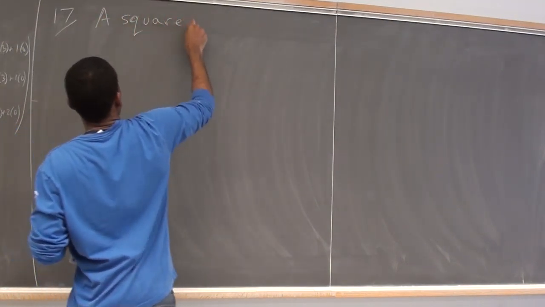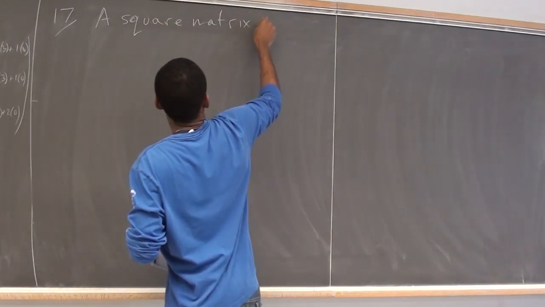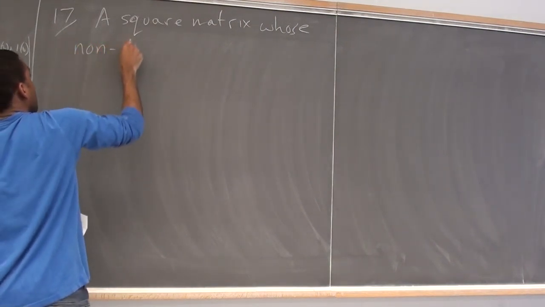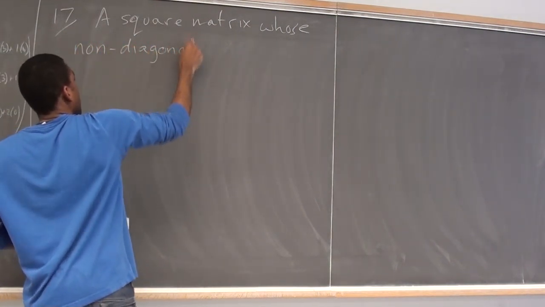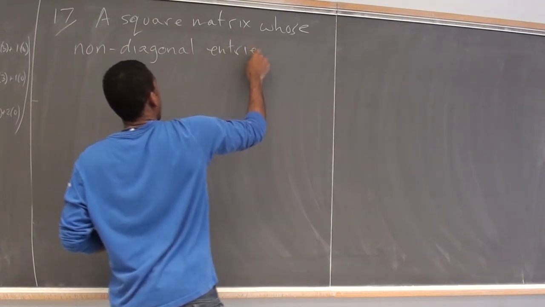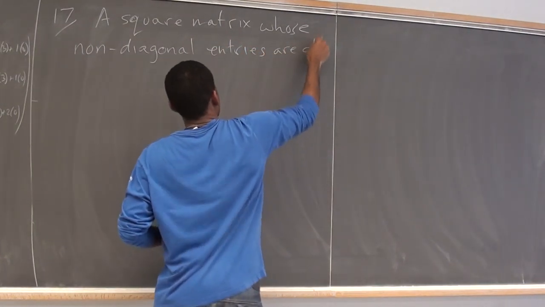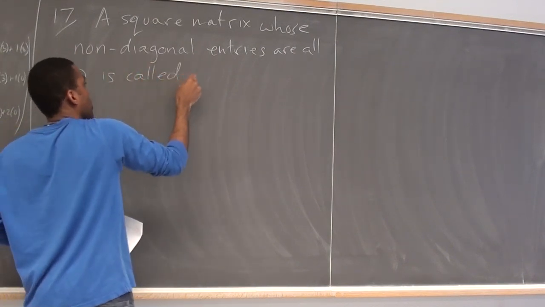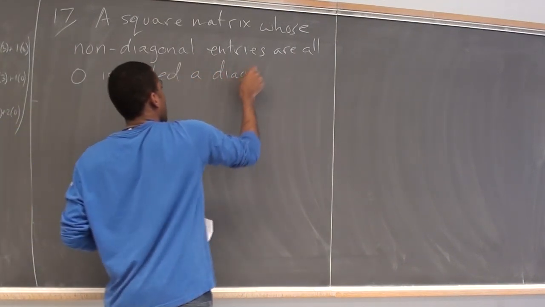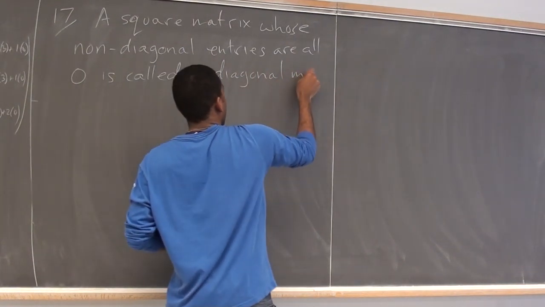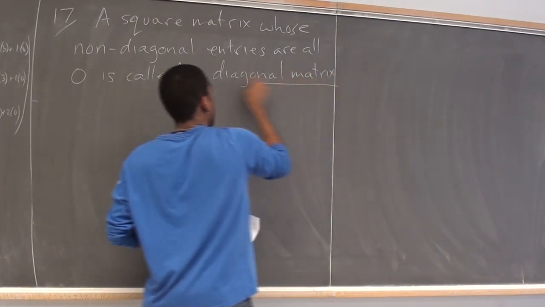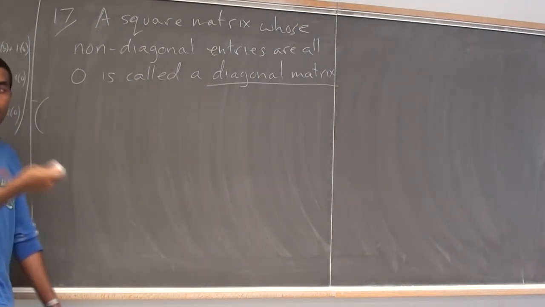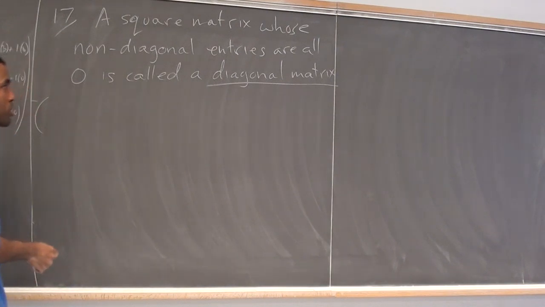A square matrix whose non-diagonal entries are all 0 is called a diagonal matrix. Why is that useful? The identity matrix is a diagonal matrix. Yeah, that's one very useful matrix.